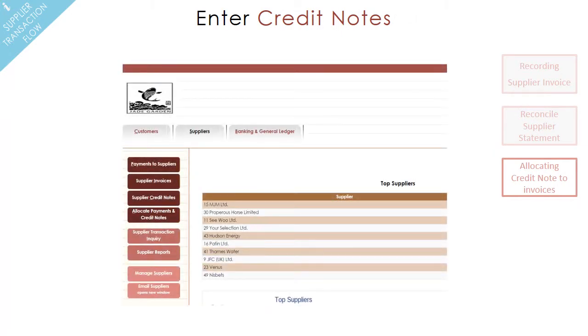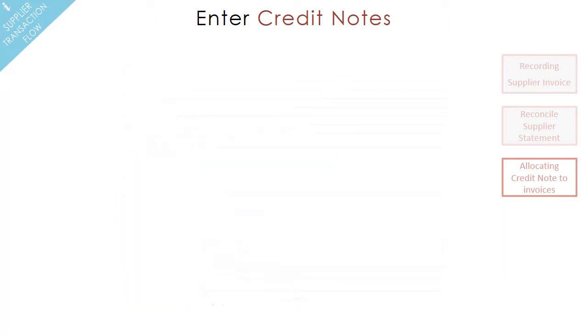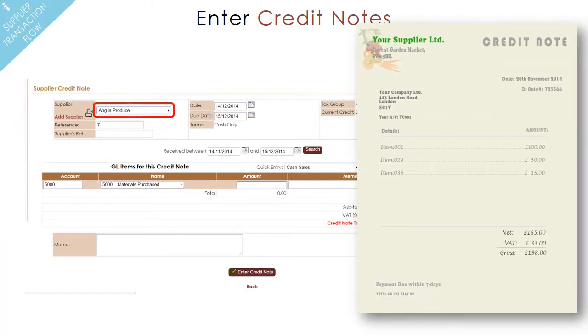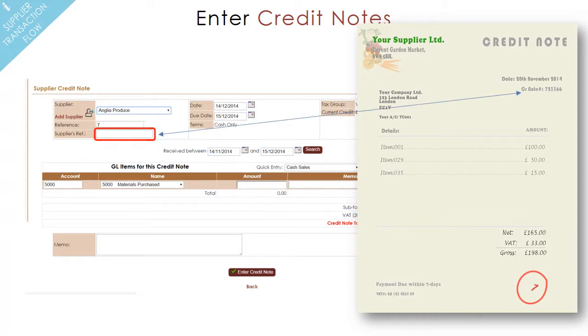Similar to how supplier invoices are entered on your Klarmans dashboard, the supplier credit notes are entered from the supplier credit note option, which is the third option in the menu. To begin with, select the supplier account from the drop-down menu. Note the transaction reference number on the credit note. Enter the supplier's credit note number or reference here. Enter the credit note date in the date field.